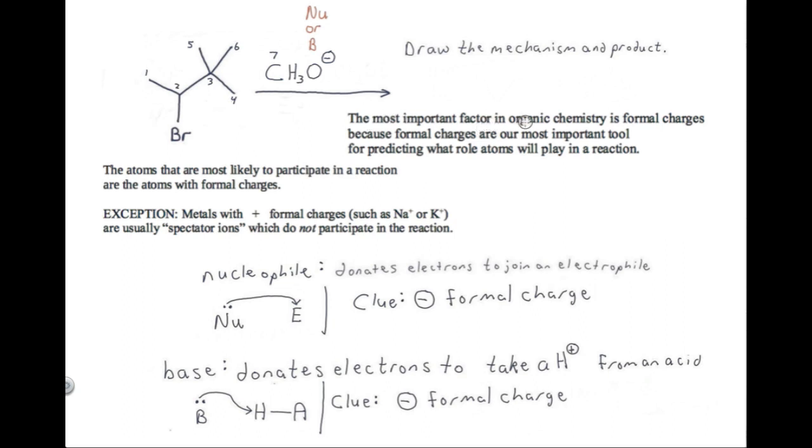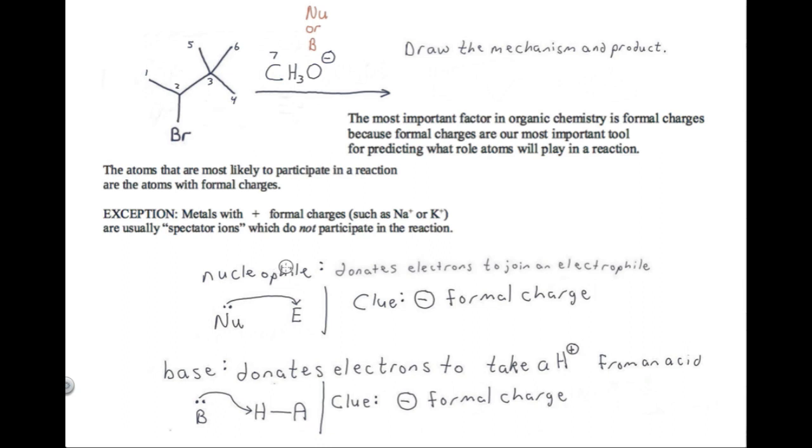The most important factor in organic chemistry is formal charges, because formal charges are our most important tool for predicting what role atoms will play in a reaction. Here we used the negative formal charge on the oxygen to predict that the oxygen can play the role of nucleophile or base. Now, which is it? Will the oxygen be a nucleophile or a base in this particular mechanism? Well, we will figure that out shortly.